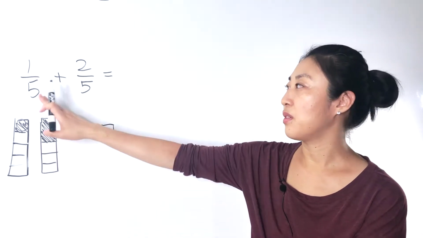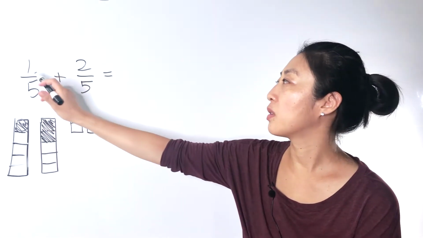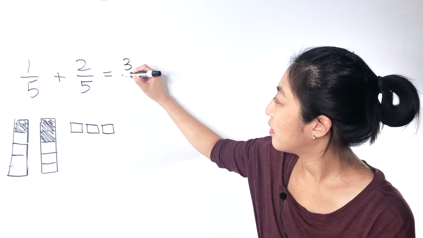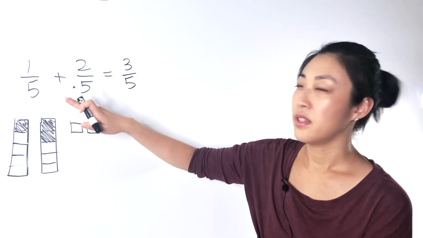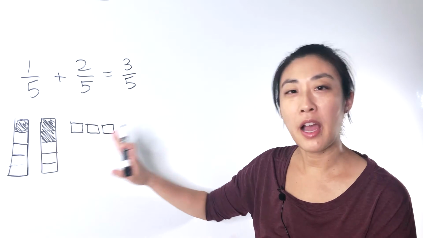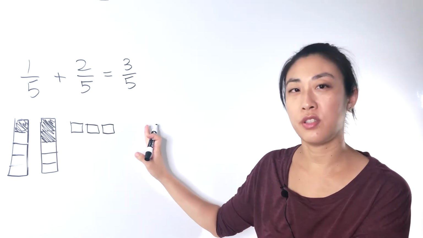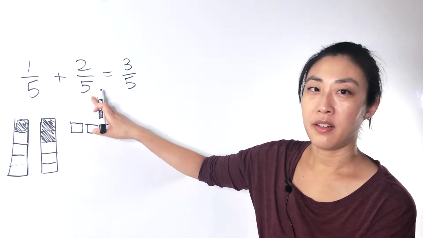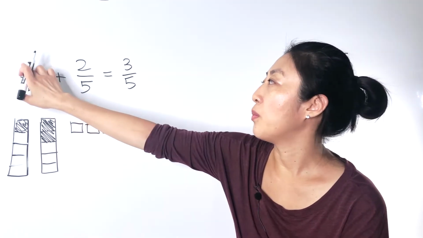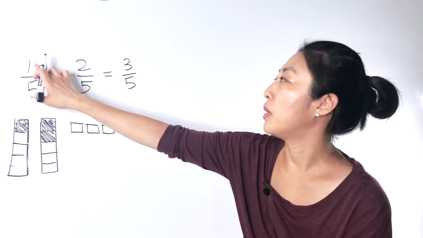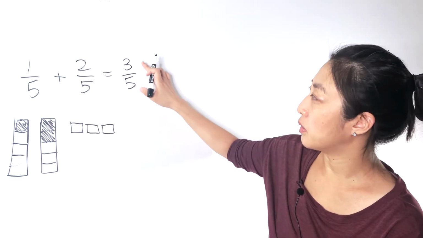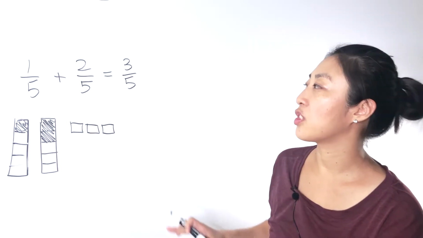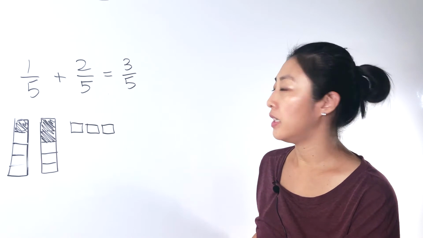So then now you can do the addition problem for the fractions. 1/5 plus 2/5 equals 3/5. I know not all fraction problems will involve drawing, but this is just so that you get a visual idea. When you're calculating it, as long as the denominators are the same, you add just the numerators. So 1 plus 2 equals 3, and we keep the denominator the same. So the answer to 1/5 plus 2/5 equals 3/5.